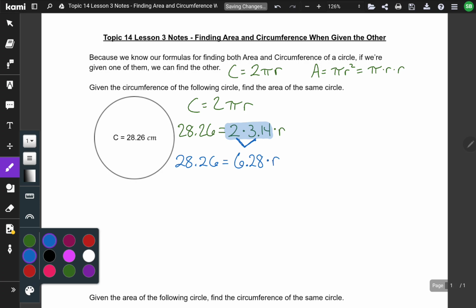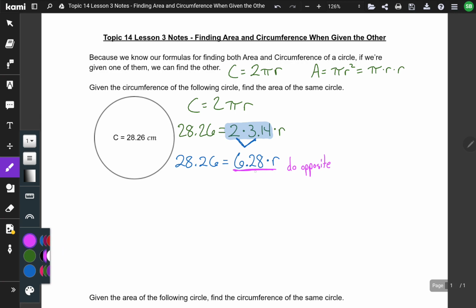Well, what do I do here? I got to get r by itself. What's happening? It's multiplying, so I know that I'm going to do the opposite. Okay, we're doing the opposite to get r by itself. Well, I'm going to divide by 6.28. Okay, what I do to the right, I got to do to the left. So I'm going to divide by 6.28.